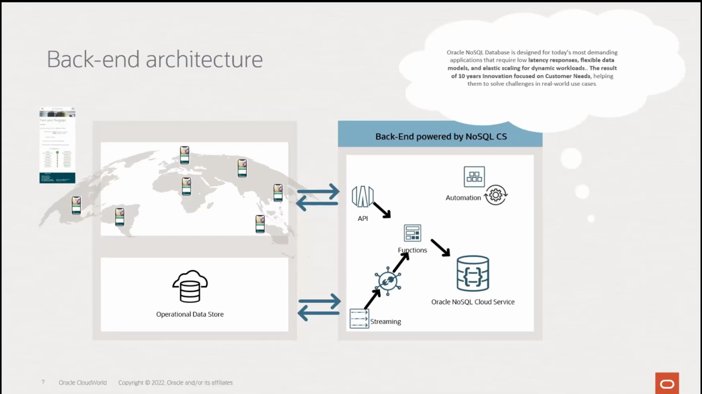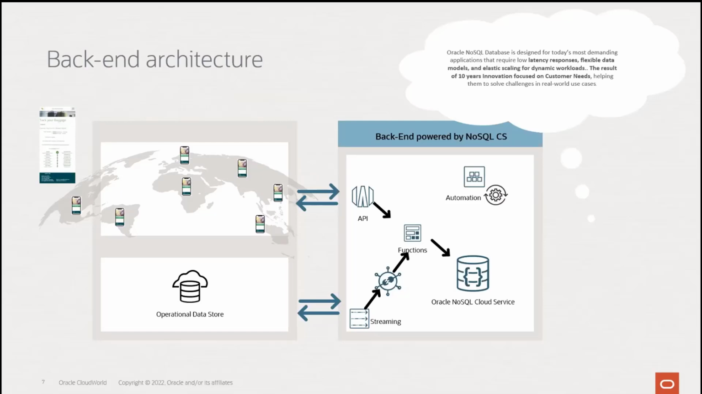Up on the top line, we have the OCI regions. Each of the little cell phones there is representative of a different OCI region. And then one path through there goes through the API, through functions, to the Oracle NoSQL database. So what we're going to show in the lab today is building the API, connecting through to the functions, executing those functions, and pulling data out of the Oracle NoSQL database.